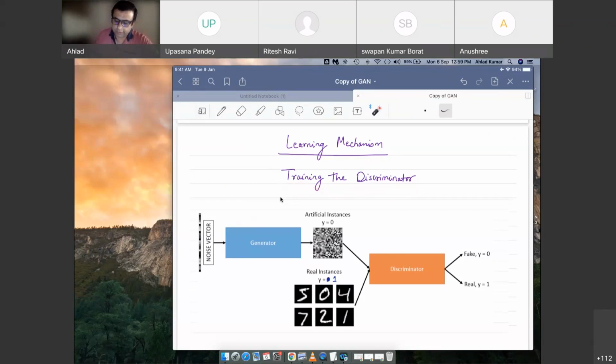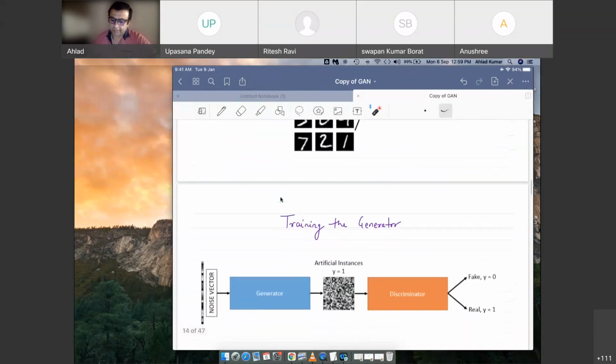In that case, we take a random noise vector, feed it into the generator, and create an artificial instance of the MNIST dataset. Here you have the original instance, and the label corresponding to the original one is y equal to 1. For the artificial one it is y equal to 0. The discriminator is trying to discriminate whether it's a fake or a real sample. During the training of the discriminator, you train its weights and bias, but the weights and bias of the generator are fixed. You cannot train them. This is the first step in the learning mechanism of the generative adversarial network.